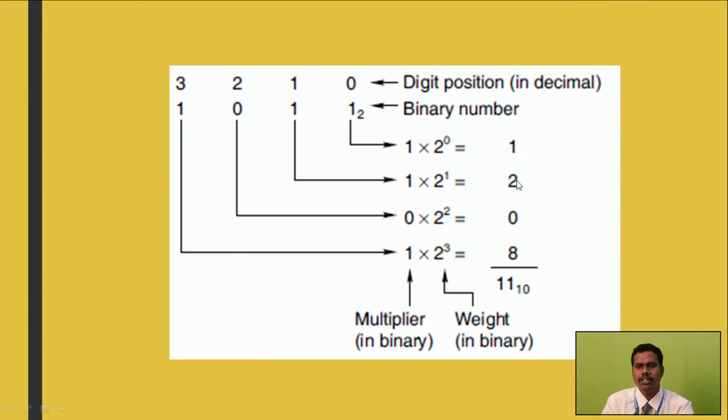After adding 1, 2 and 8 we get the result 11, which is in decimal format. The decimal format is represented by using the decimal base number 10, which shows that the given result is in decimal. Here we are writing 2 as the base, which represents that the given number is binary.